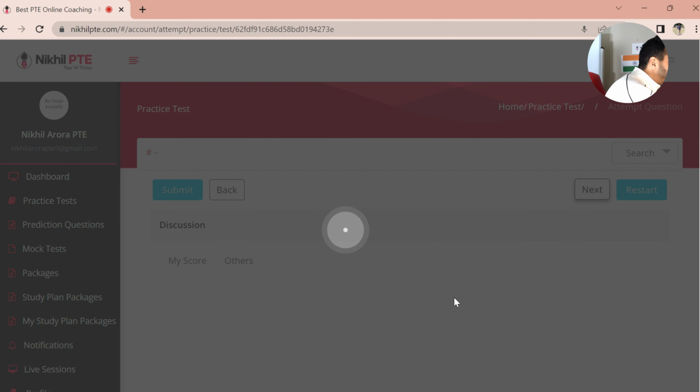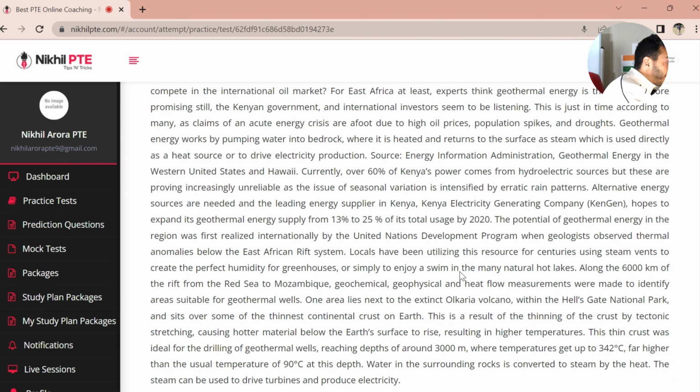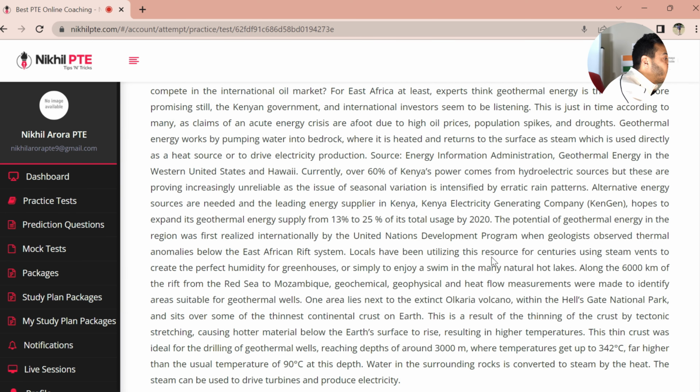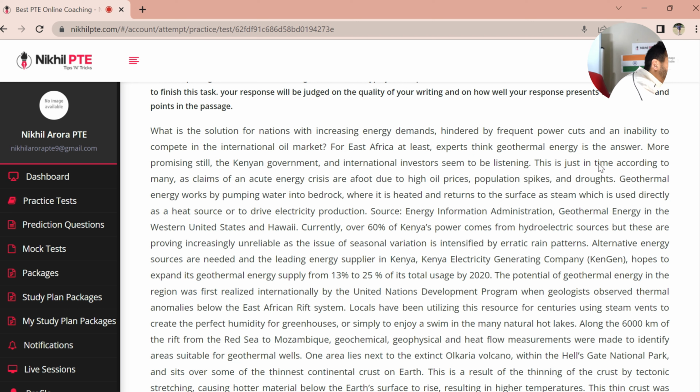The next question we will do. If you didn't register, this is the best part on our website. You cannot copy the line. You have to write it down. So here you can see what is the solution for nations. It doesn't really matter, you have to copy the first line always. Just read the question. You have to focus on an independent line. Do not copy the line in which the question is asking.